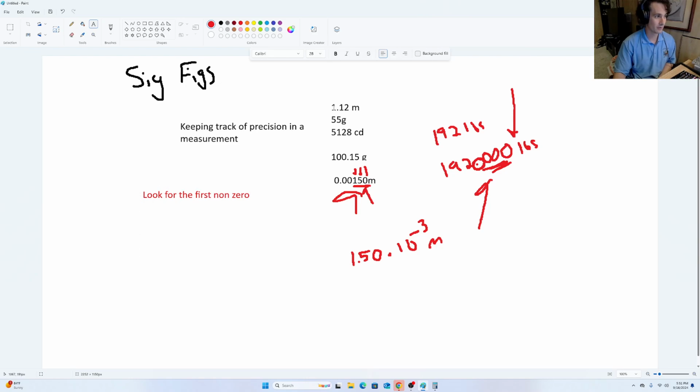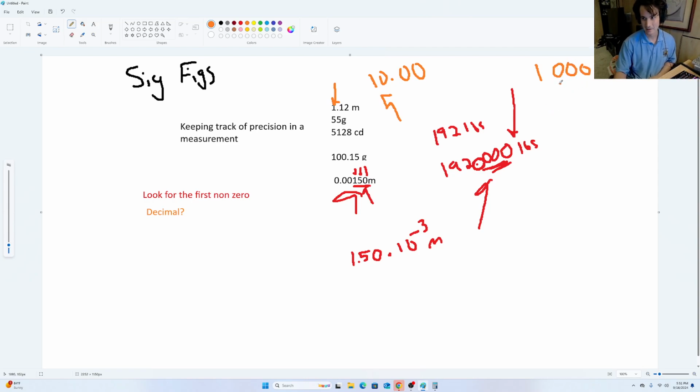So look for the first non-zero. For this number, where is it? It is, hey, it's right here. Then you say, is there a decimal? So if I come back here, I could say something like decimal. If there is, it means anything following this is significant. So if I'm like 10.00, hey, look, first non-zero's there. Oh, 1, 2, 3, 4 sig figs because there's a decimal. What about this? 1,000? Well, there's no decimal listed, right? So yes, this is significant, but these guys are not.